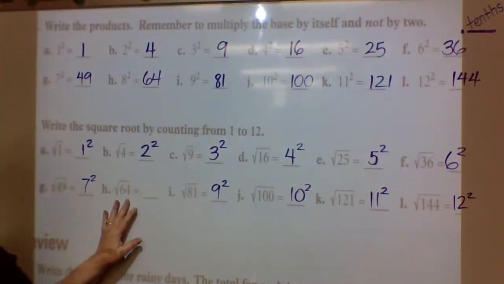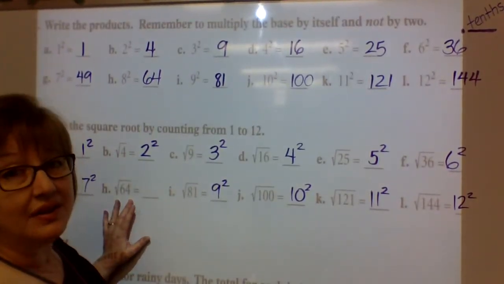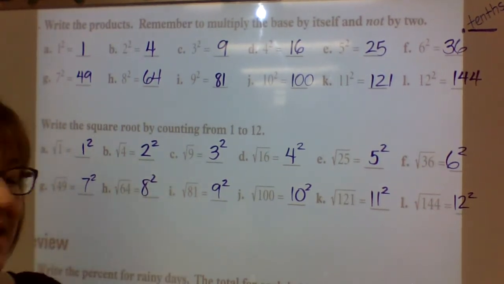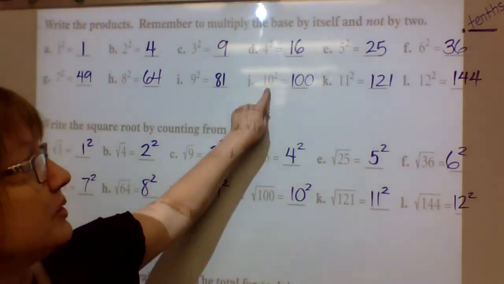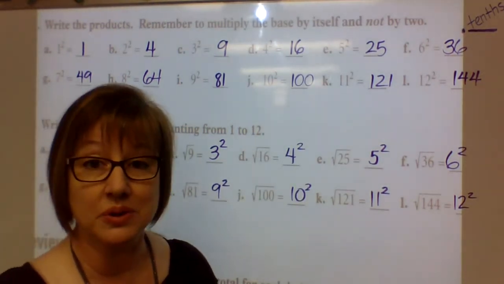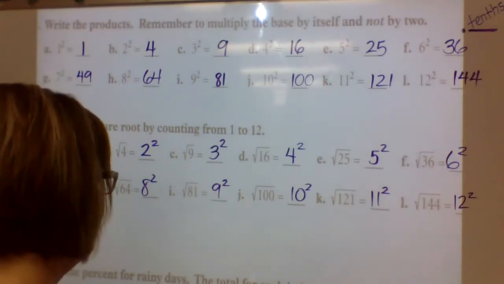And then way back on this one, 64. What times itself equals 64? 8 times 8 equals 64. So these are all the doubles. Okay? So this is what we call the square root of 100 is 10. Or 10 squared is 100. See how these are just opposites of each other, just like multiplication always is. So now you understand what the little square thing is.